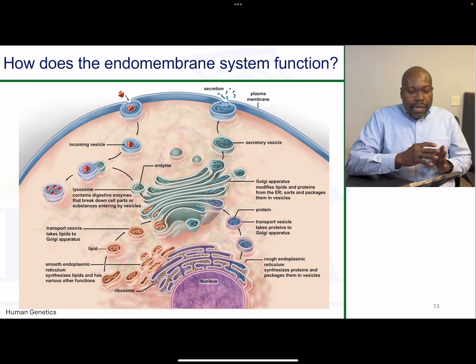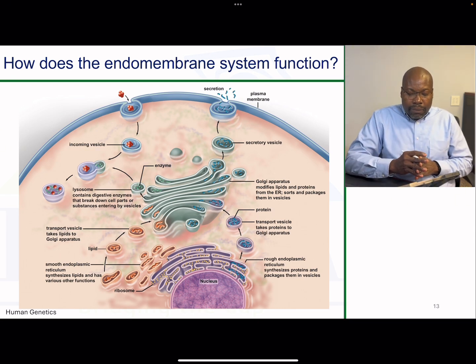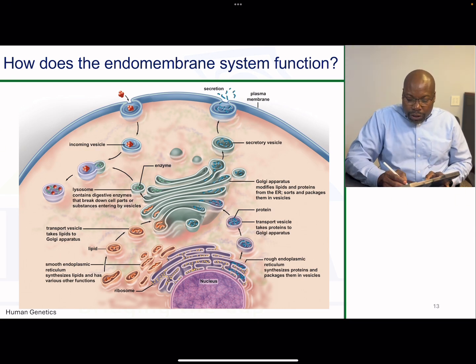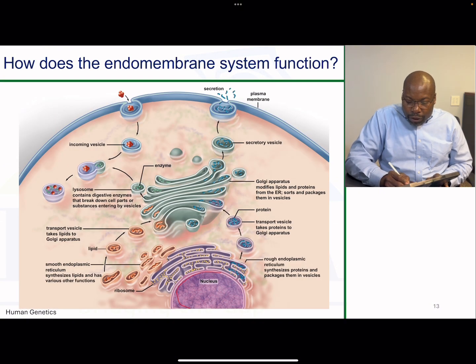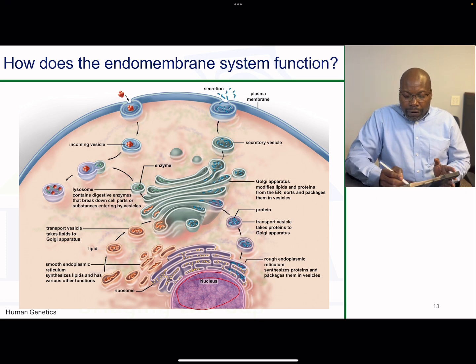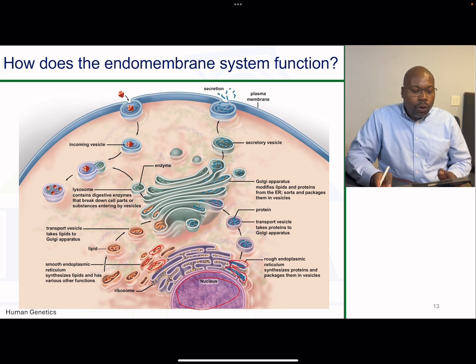Now, the endomembrane system is a network, as I mentioned. So you have the nucleus here, and notice that some chemicals are being produced, going from the nucleus. We have some chemicals that are synthesized here, here, here. So you have a complex network.